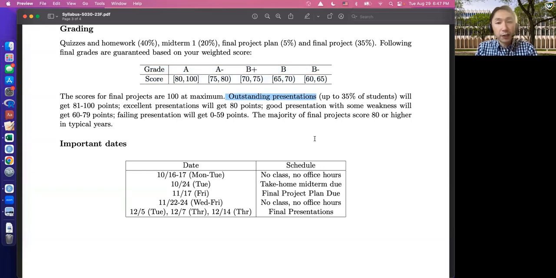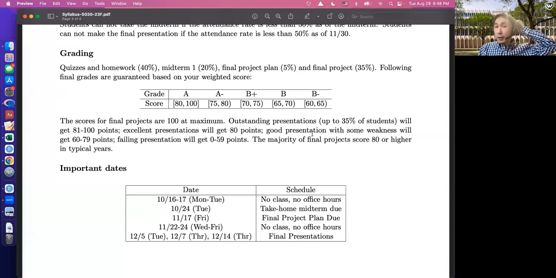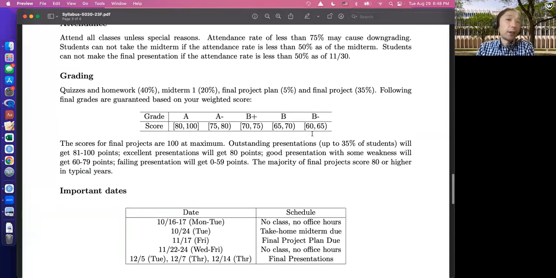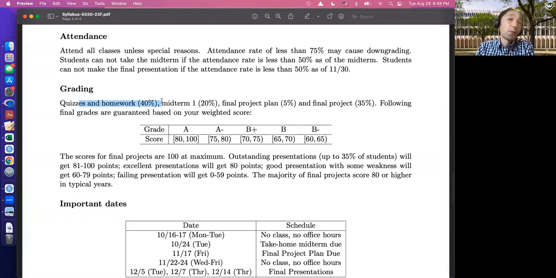And the excellent presentations will get 80 points, good presentations 60 to 79, and failing presentations 0 to 59 points. And the majority of final projects score 80 or higher in typical years. So the grading is based on the quizzes, homework, and midterm, and certainly we have variability in scores.